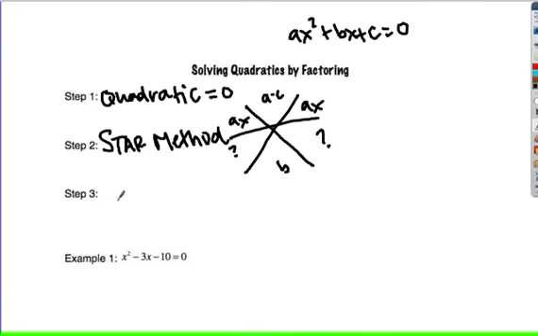Once you finish the star method and you've got your 2 sets of parentheses, then your third step will be to set parentheses equal to 0 and then solve for x.